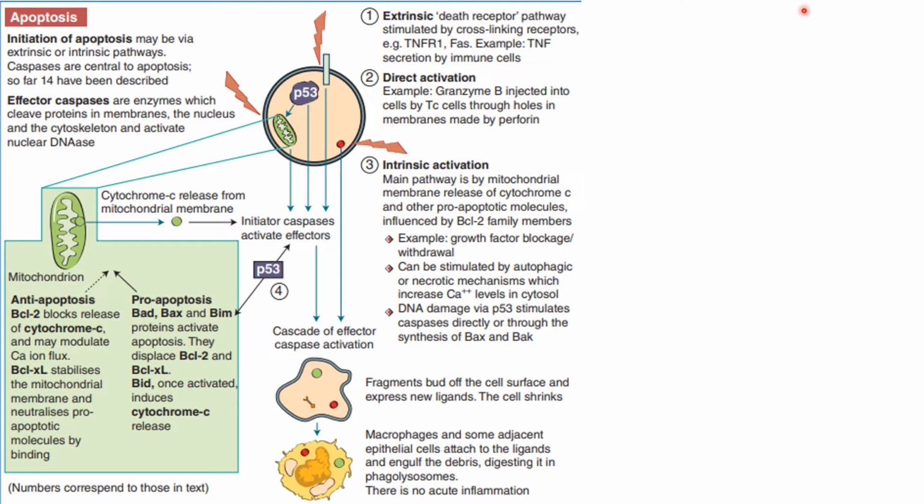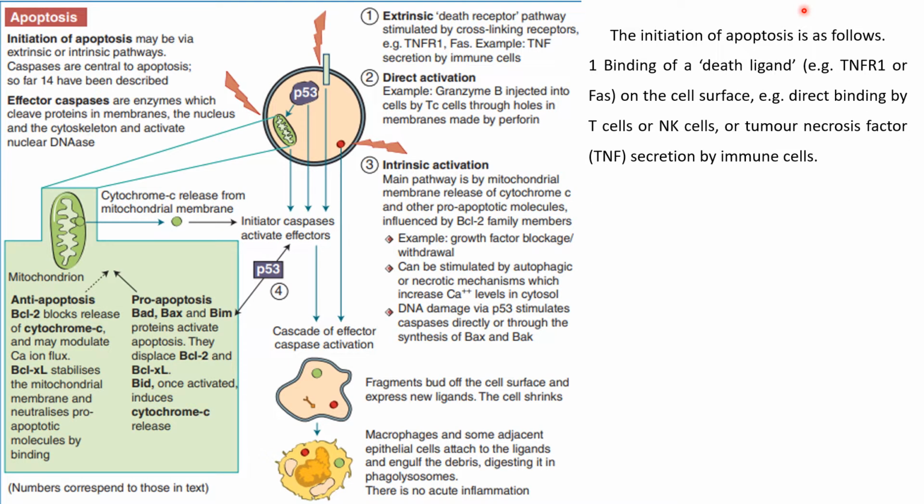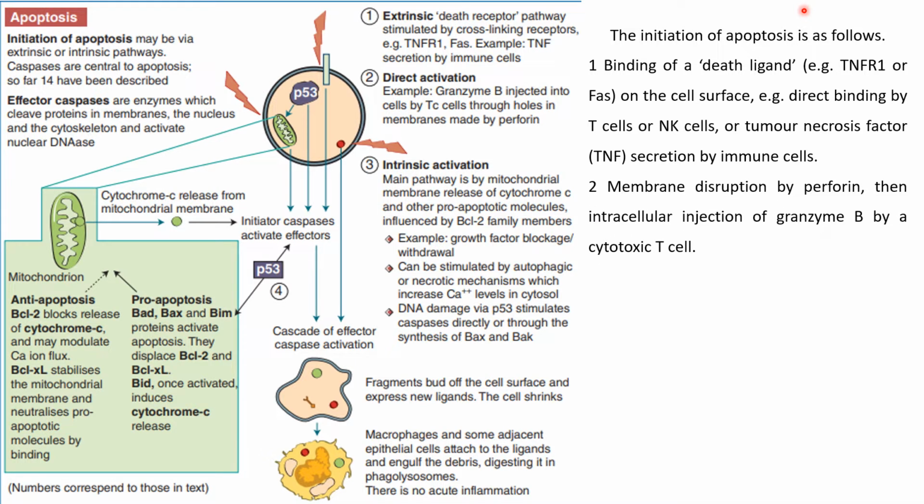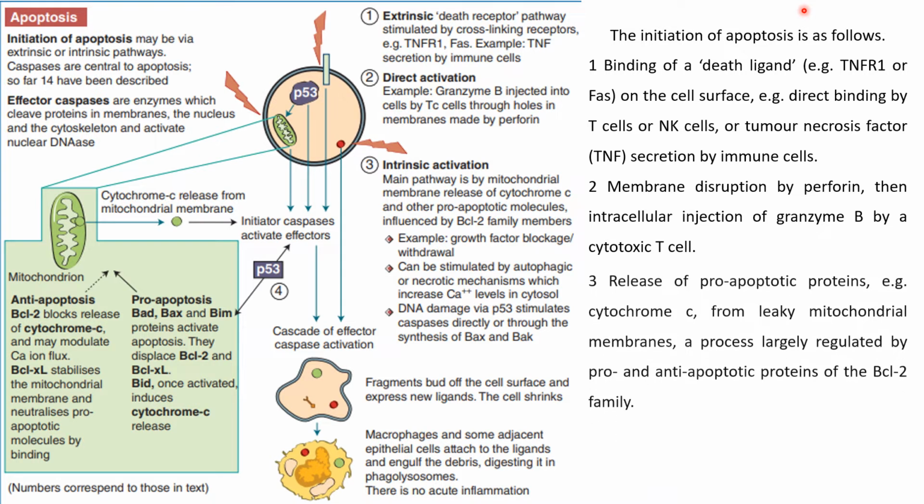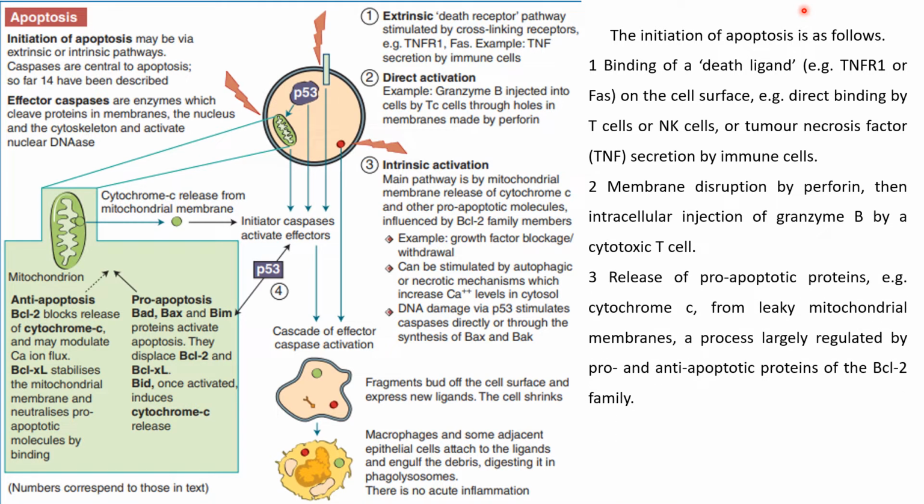Let's look at the steps in initiation of apoptosis in detail. Remember, this process always requires energy. Initiation of apoptosis includes binding of a death ligand, for example, T cells, NK cells, or tumor necrosis factor. Membrane disruption by perforin, then intracellular injection of granzyme B by cytotoxic T cell, release of pro-apoptotic protein, for example cytochrome C, from leaky mitochondrial membrane, a process largely regulated by pro and anti-apoptotic proteins of the BCL2 family, as we said before.